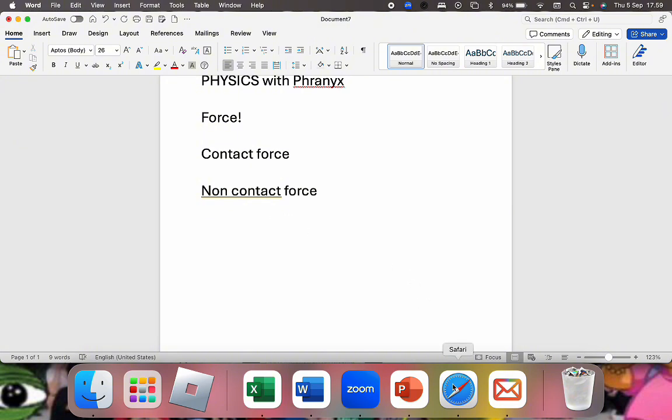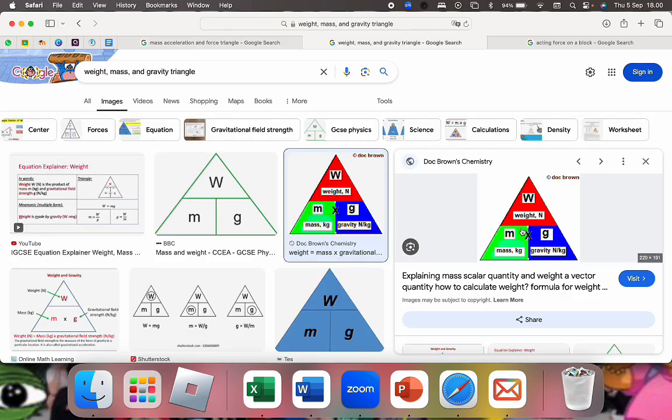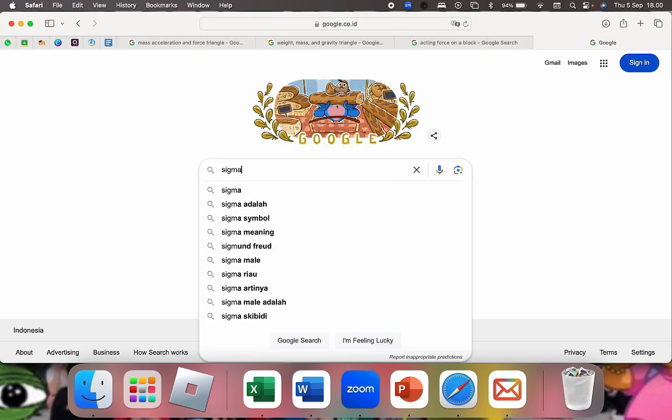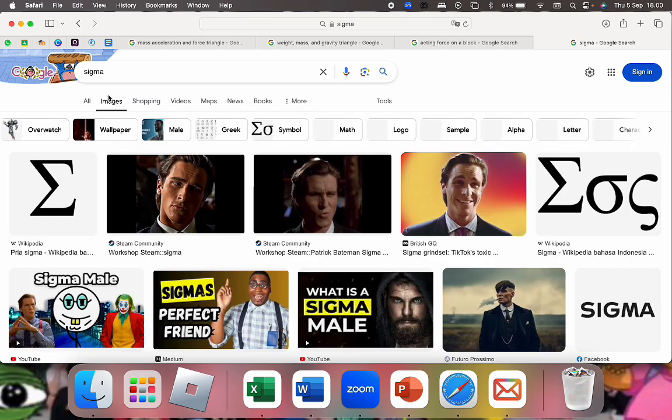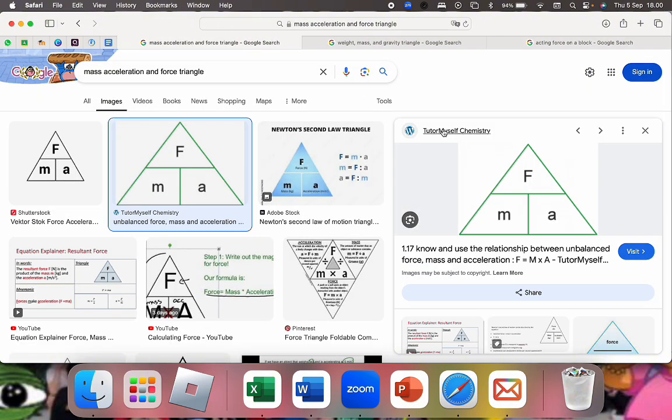So anyway, there's two main triangles we have to memorize. This guy and this guy. Now let me explain. This is force. Now you can put it as sigma force. No, not that kind of sigma, but sigma as in this sigma. The mathematical sigma. Nope, not that one. This sigma, not this one. Alright? Alright. Continue from what I said earlier.